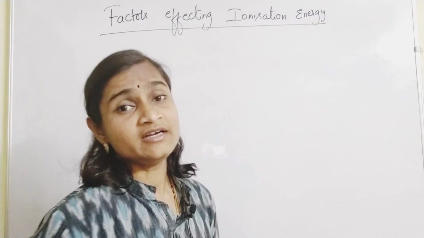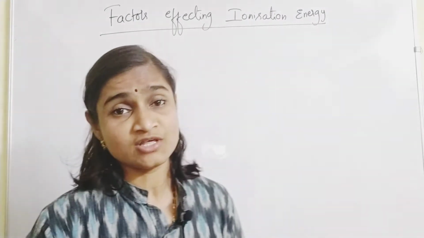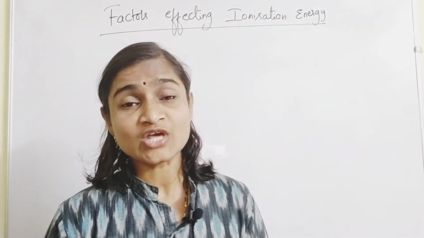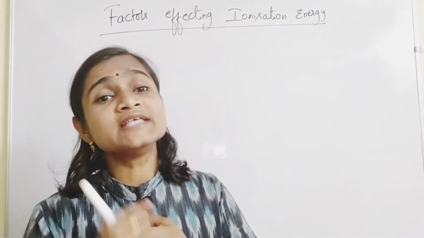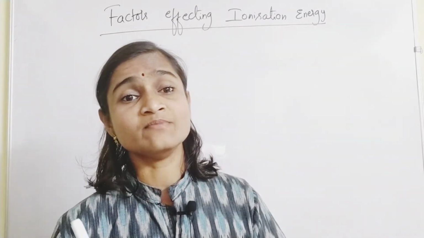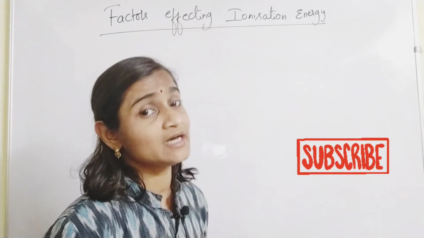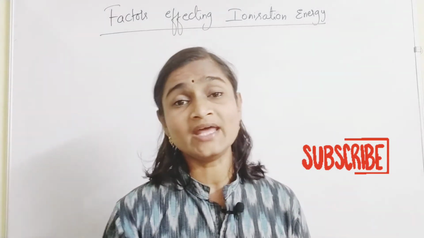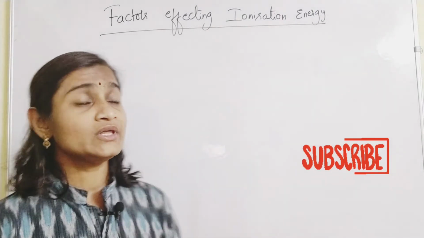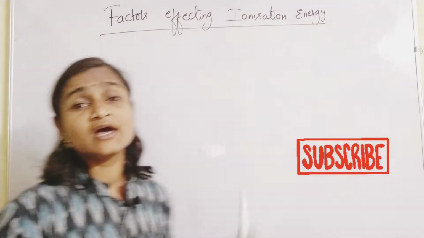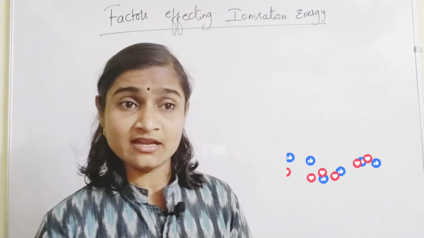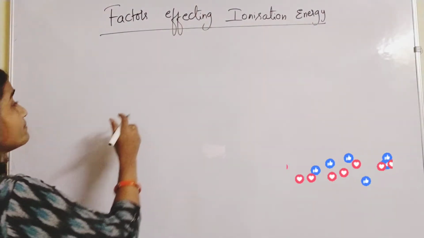So we have learned what is meant by ionization energy: the energy required to remove an electron from the valence shell of a neutral gaseous isolated atom. You call it ionization energy, right? We have learned about ionization energy and how it varies in groups and periods. Here today we are going to learn about the different factors which affect the ionization energy. So let us learn that.